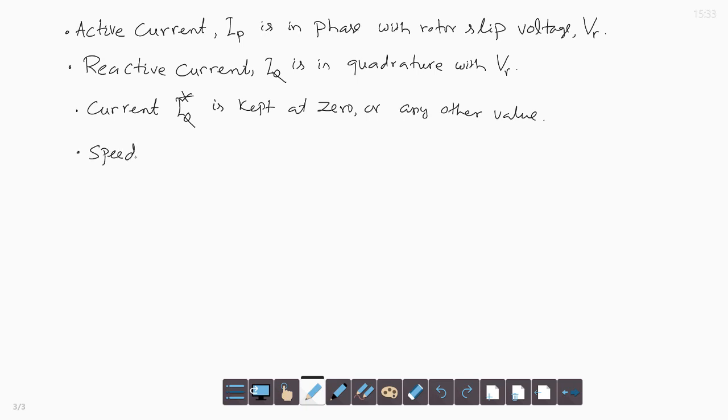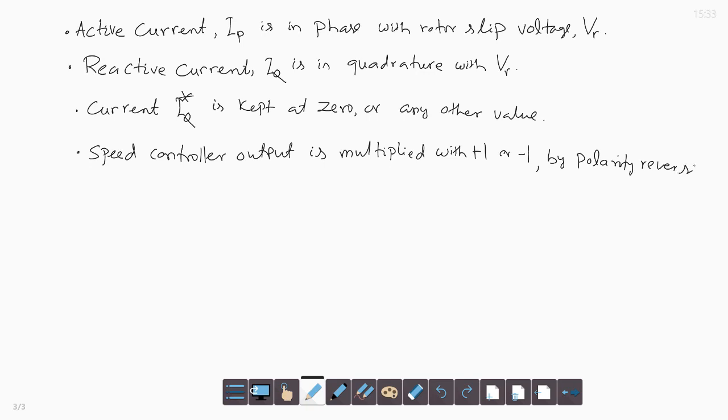Speed controller output, as you have seen in the previous slide, slip controller output is multiplied with +1 or -1 by the polarity reverser or polarity corrector to generate the active command current IP star.